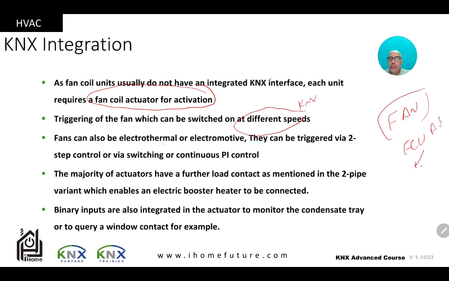Fans can also be electromechanical or electromotive. They can be triggered via 2-step control, we'll talk about this, or via switching or continuous bias control. The actuators have load contacts, as mentioned in the 2-pipe variant, which enables an electric booster heater to be connected. Binary inputs are also integrated in the actuator to monitor the condensate tray, the one that collects the water, or to query a window contact, for example.